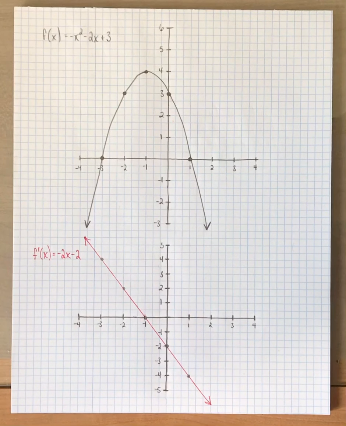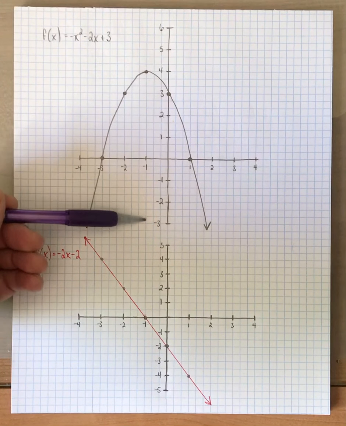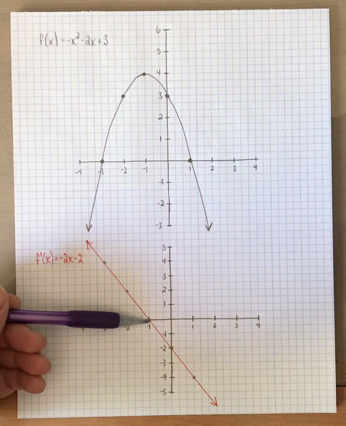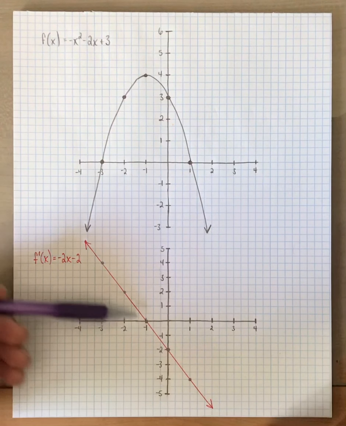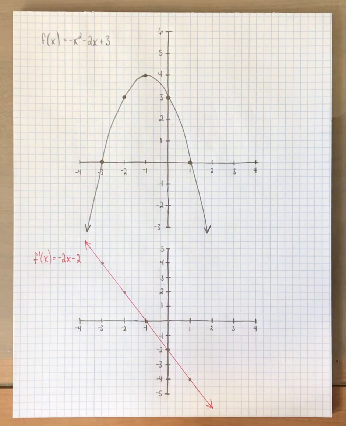So we are looking at the parabola f of x equals negative x squared minus 2x plus 3, and its derivative function f prime of x equals negative 2x minus 2. Now, one of the most important things to note here is that I designed these two graphs so that their x-axes would line up. That is to say, x equals negative 1 lines up exactly with x equals negative 1. X equals positive 3 lines up exactly with x equals positive 3, and so forth.